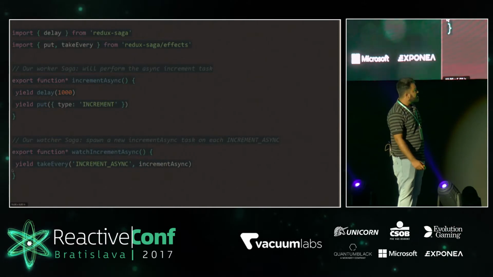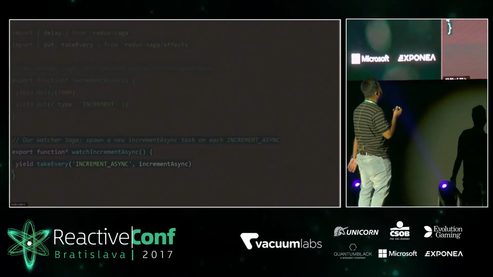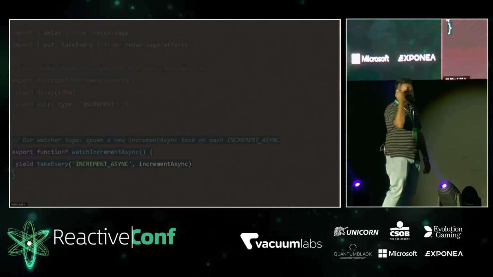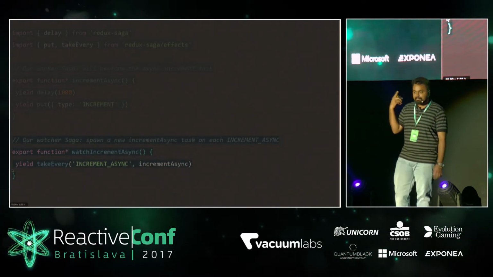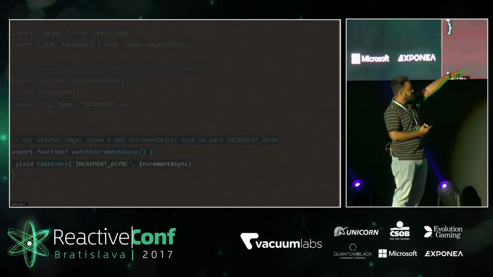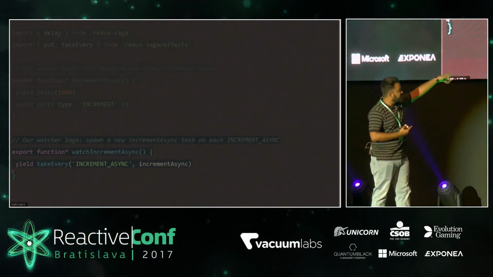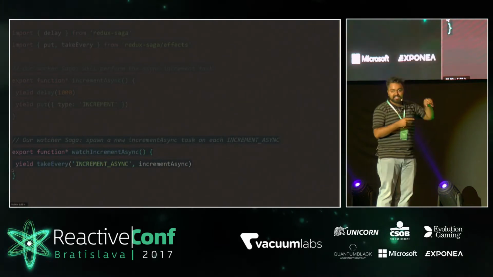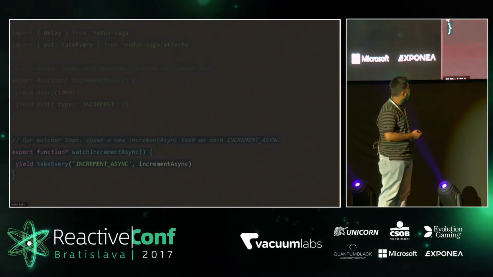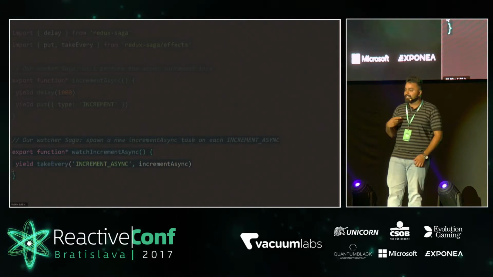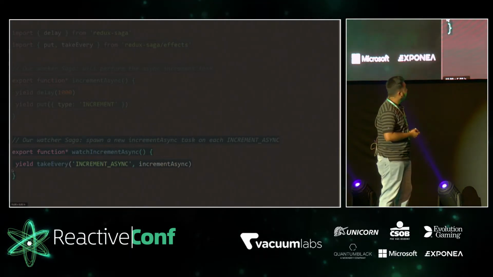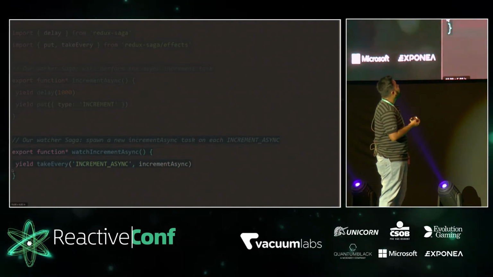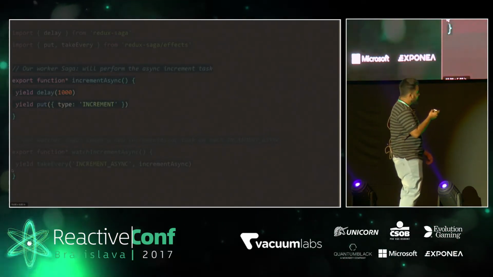So this is a sample saga. If you see here, there are a few keywords like takeEvery, put, delay. takeEvery listens to all the actions that are dispatched, and whatever function you pass it is run for that particular action. Then there is delay, which just delays the execution by that many milliseconds. Then there is put. It is similar to dispatch in Redux thunk. It actually dispatches an action.